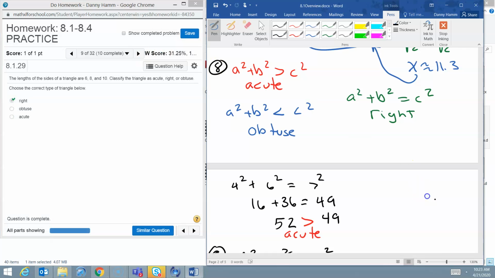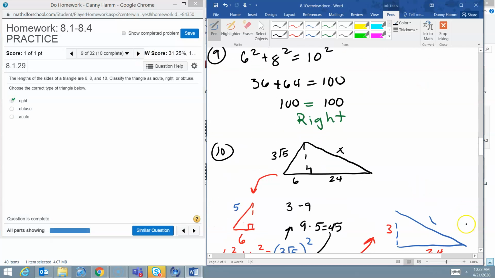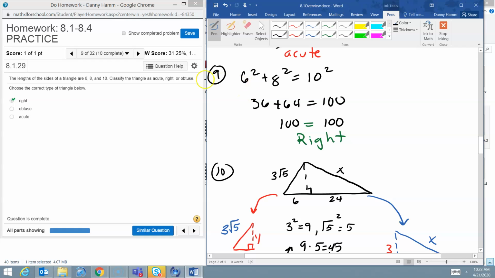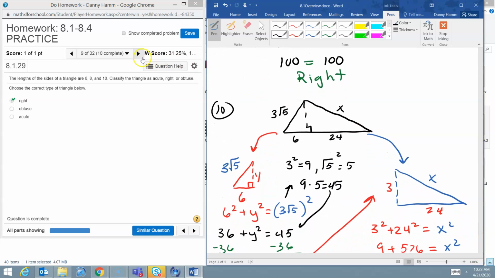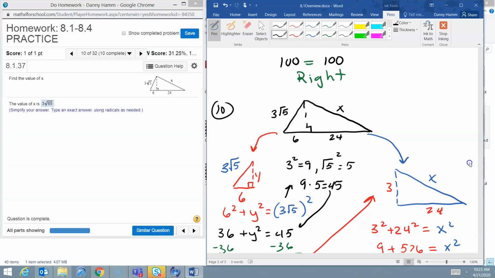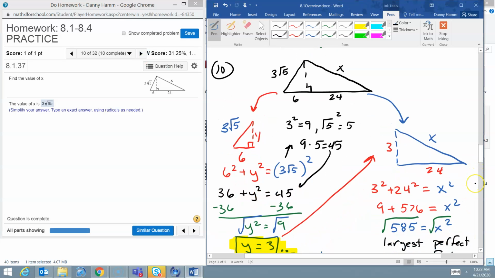In number 9, we're following the same format here. When I square my legs and add, I realize that they are equal to each other, and that must be a right triangle. Now coming in at number 10, we just have a large triangle that's comprised of two smaller right triangles. Since we don't know that it's a right angle, we can't simply square this and say it equals 6 plus 24 squared. So we have to do it in two parts.